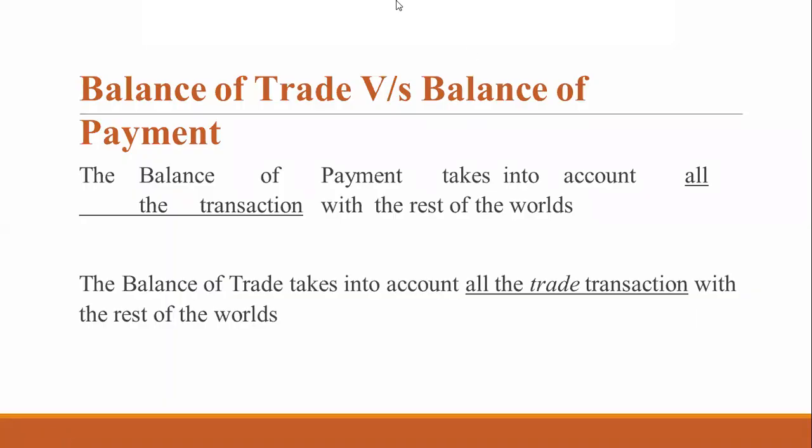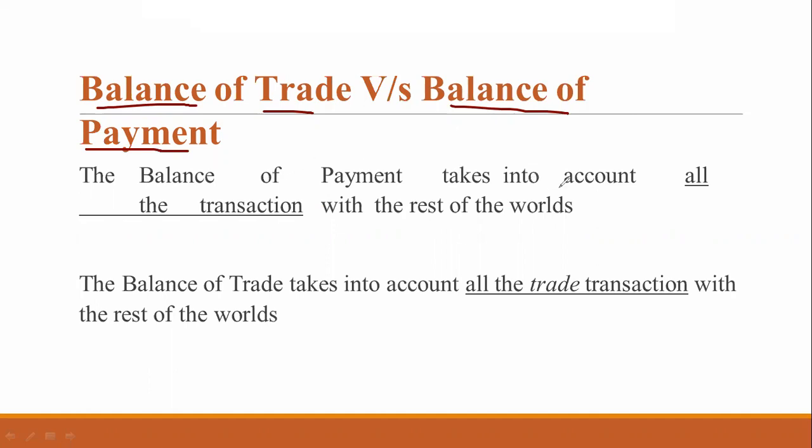So some parts are left in balance of payment that we will discuss today and complete this part. Balance of trade versus balance of payment. So what is the difference between the terms balance of trade and balance of payment?